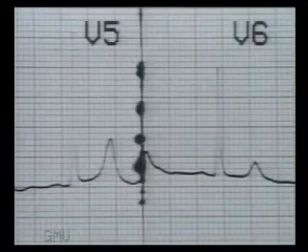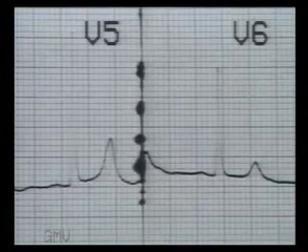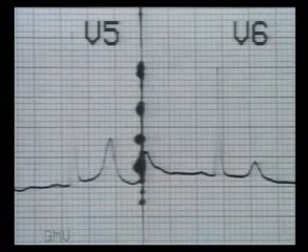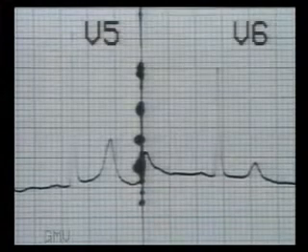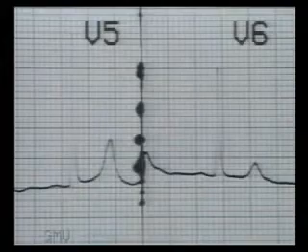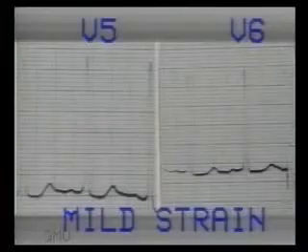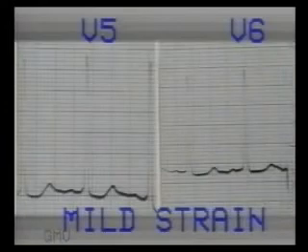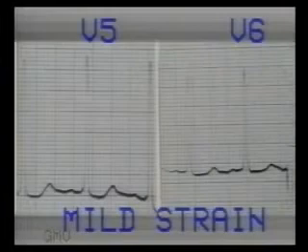This ECG shows left ventricular hypertrophy without strain, as in aortic regurgitation or mitral regurgitation. Note the tall R wave of left ventricular hypertrophy, but normal ST segment and upright T wave. This ECG with left ventricular hypertrophy in leads V5 and V6 shows mild strain. ST segment is depressed slightly and T wave is reduced in amplitude but not inverted.